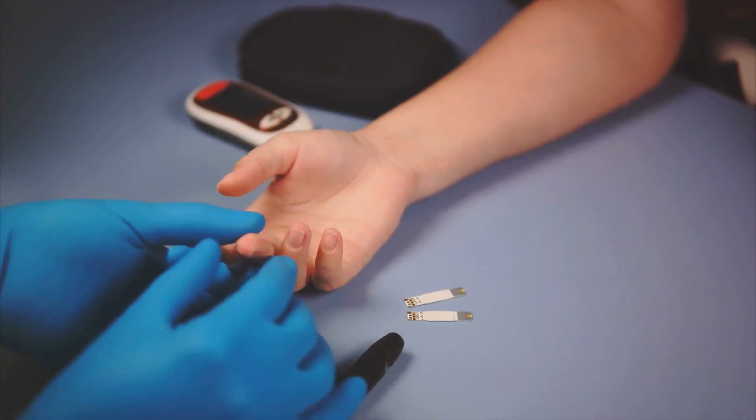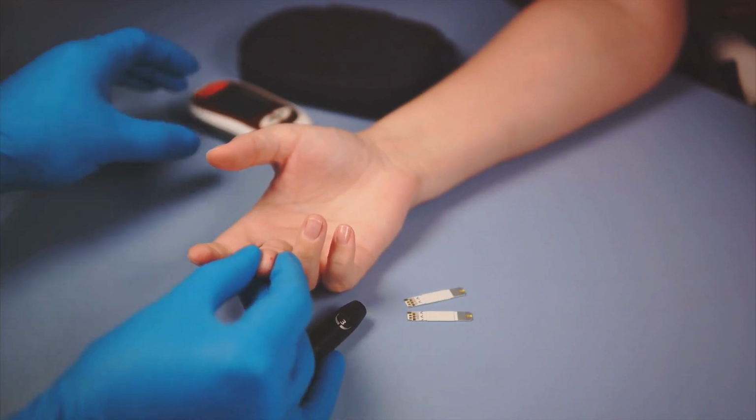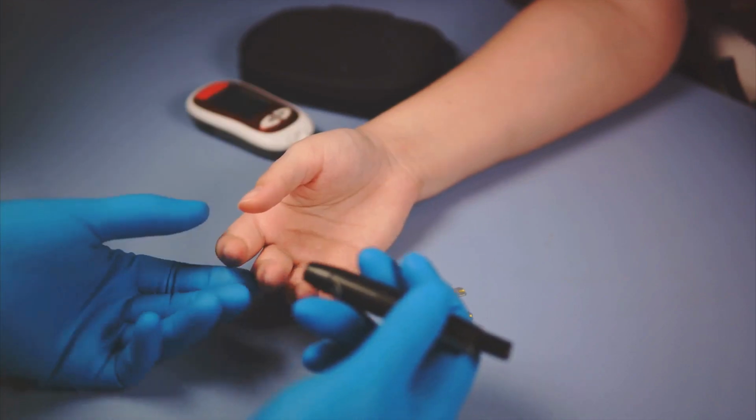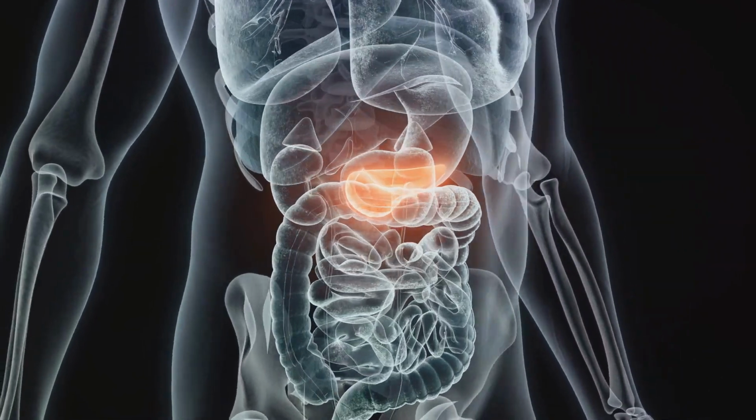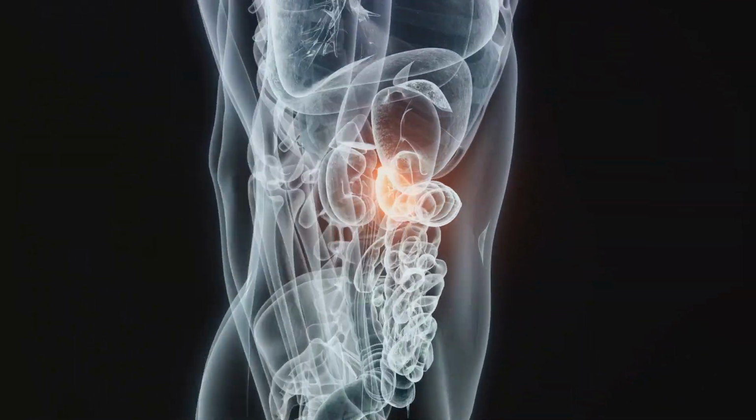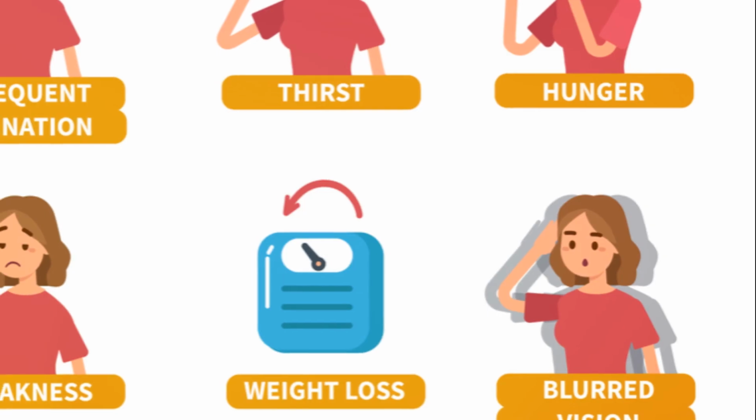But it's not just our genes and lifestyle that can cause glucose disorders. Other medical conditions can also play a part. Conditions such as polycystic ovary syndrome or PCOS can lead to insulin resistance. Similarly, conditions that affect the pancreas, the organ that produces insulin, can lead to glucose disorders. This includes conditions like pancreatitis and pancreatic cancer.